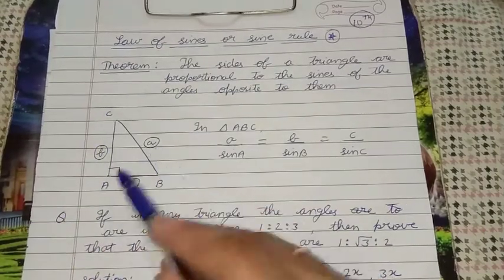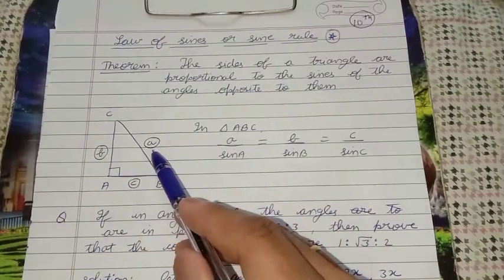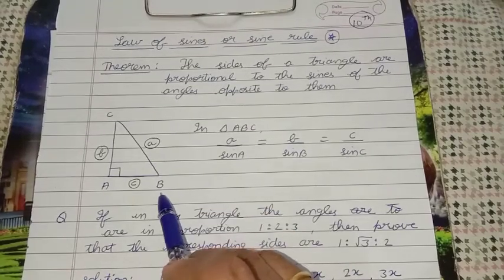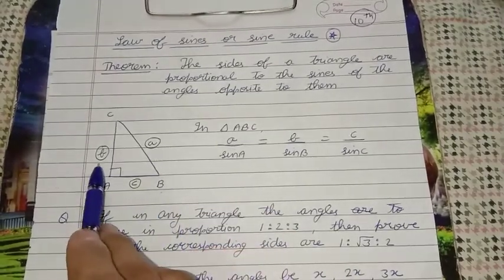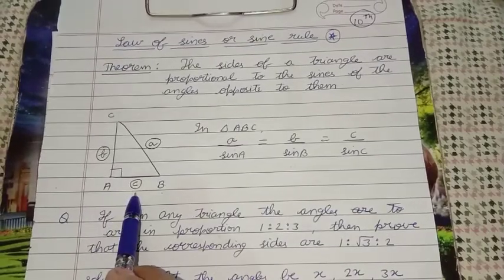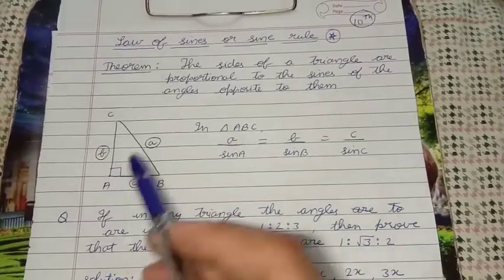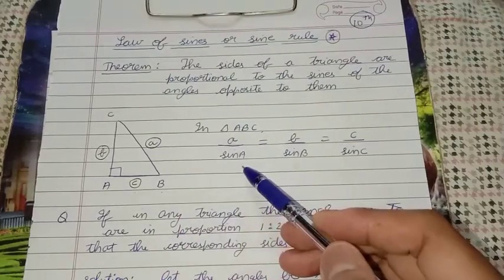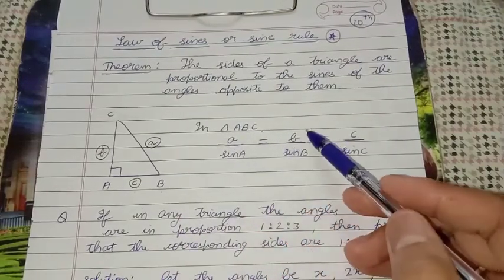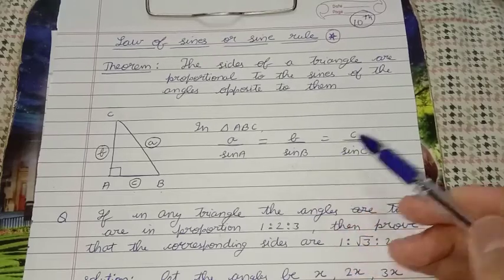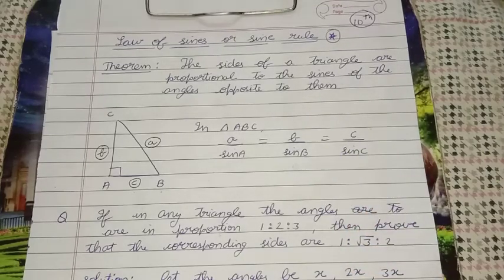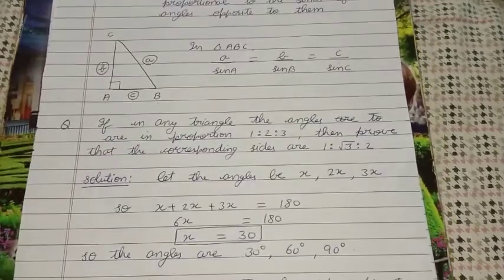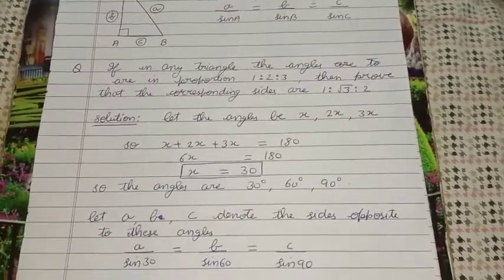The side opposite to angle A, I have named it as small a. The side opposite to angle B, I have named it as small b, and here c. Now the theorem says the side opposite, that is a, divided by the angle, that is sine A, is equal to b upon sine B is equal to c upon sine C, and this is called the sine rule. A simple example to understand the concept.